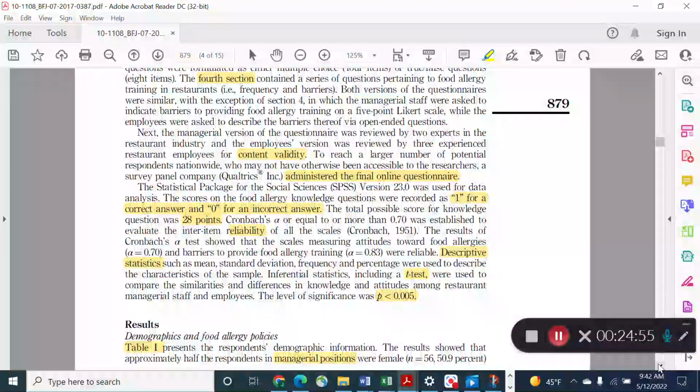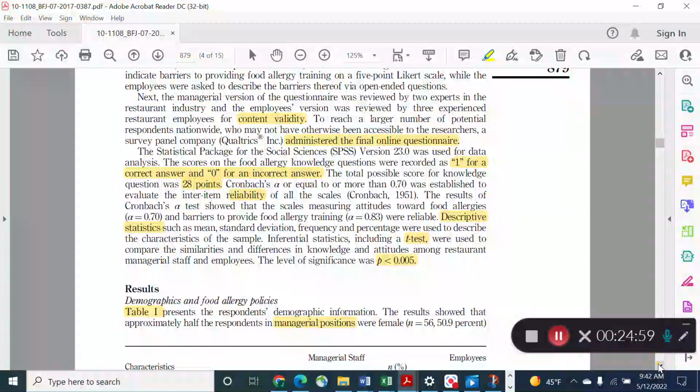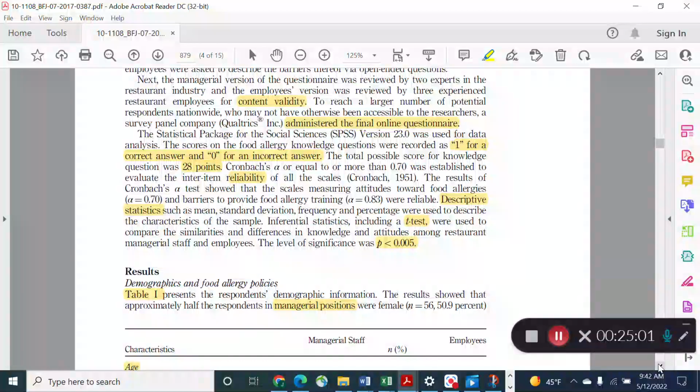Kind of the last part here, what I would say is maybe starting with where I highlighted descriptive statistics, a little bit maybe about their procedures, kind of not really, but they do talk a little bit about how they're going to analyze their data here. So they're going to look at descriptive statistics. They're going to use t-tests. They give you the level of significance.